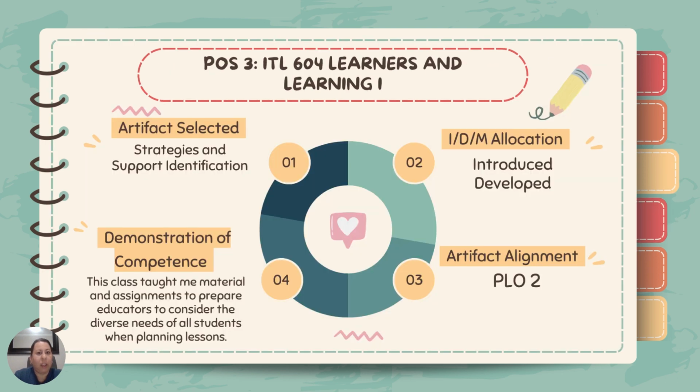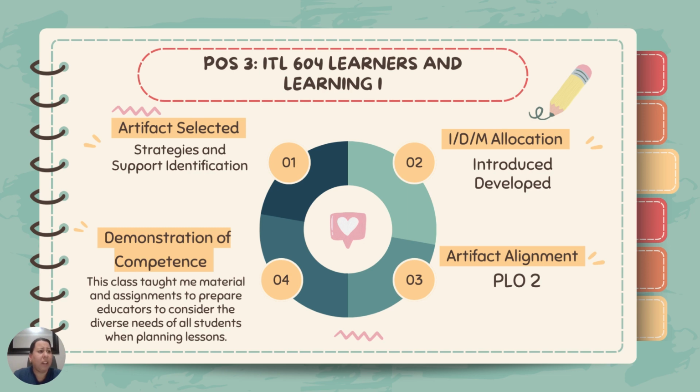Moving on to my Plan of Study 3, ITL 604, Learners and Learning 1. The artifact selected for this course was Strategies and Support Identification. I do feel like this artifact aligned with PLO 2 with an allocation of Introduced and Developed.